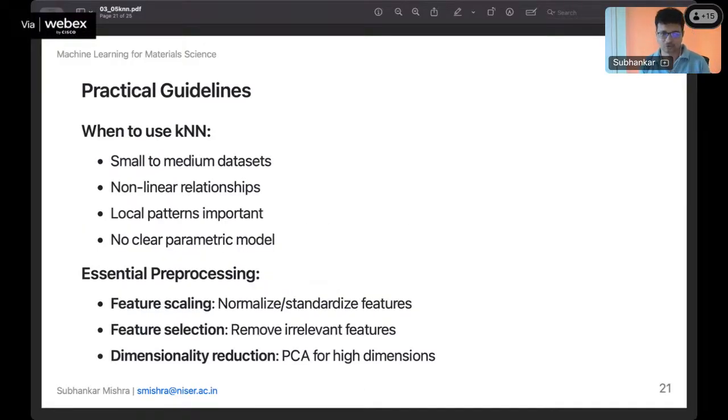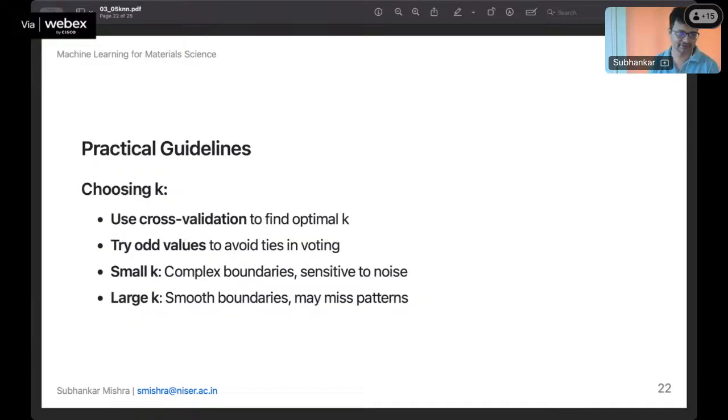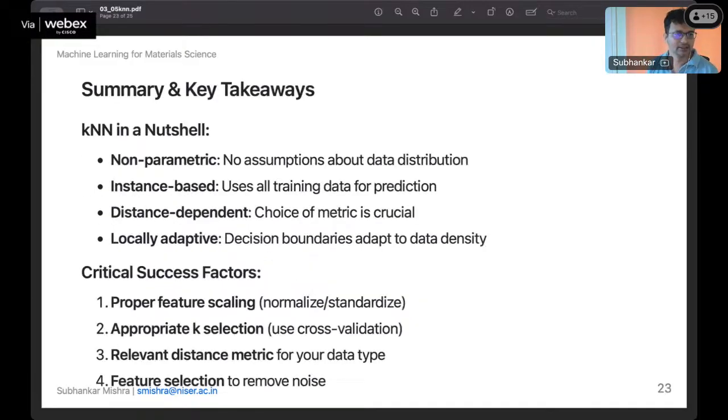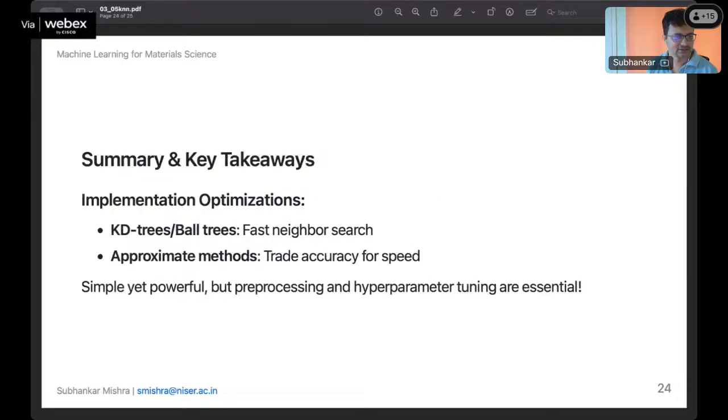Now, of course, when to use KNN: small to medium data sets, if you have nonlinear relationships, local patterns are important, and there is no parametric model. So we don't want any parameters, we want an answer that is immediate. Then KNN is the best way to go. The pre-processing steps, I told you one is normalization, standardization you can do, feature selection, some features should not be there, you should remove them. We can do dimension reduction, I will come to that later.